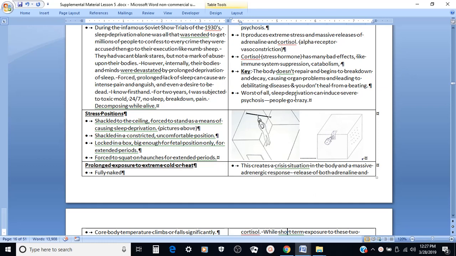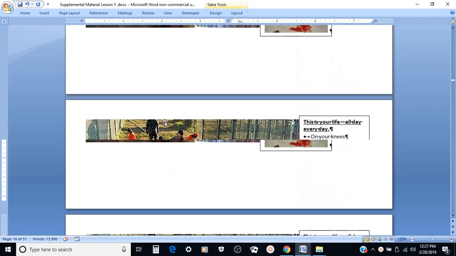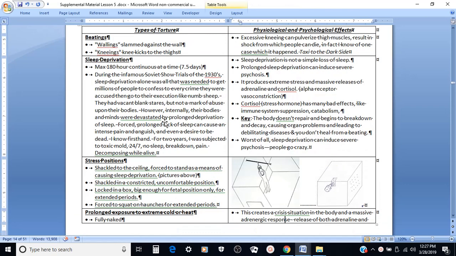So worst of all, sleep deprivation. Sleep deprivation can induce severe psychosis, right? So stress positions. This is a typical method used in torture. You see these guys chained up all the time, right? Well, you're there for long periods of time. Shackled to the ceiling is actually a method of sleep deprivation. If you start dozing off, you collapse, and then the handcuffs cut into your hands, and it hurts, and it wakes you up. That's how you keep people awake.